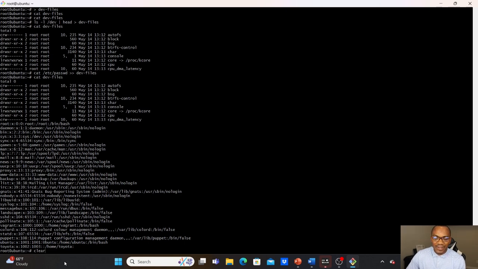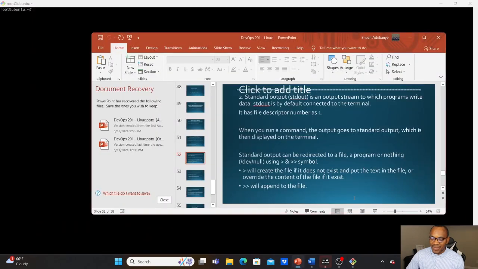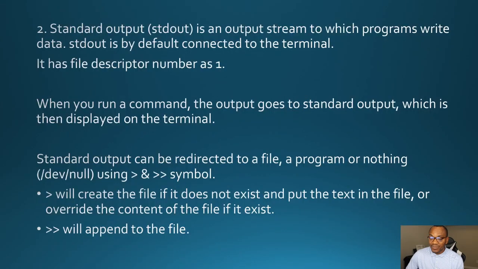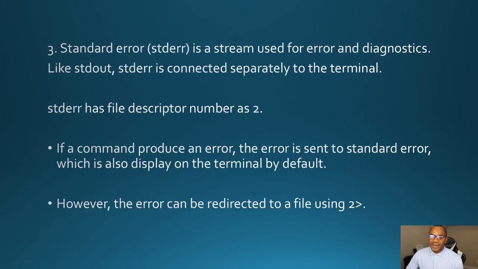About standard output, let's go to standard error now. Standard error, which is abbreviated as STDERR, is a stream used for errors and diagnostics. Like STDOUT, STDERR is connected separately to the terminal. STDERR has a file descriptor number of 2, and if a command produces an error, the error is sent to standard error, which is by default displayed on the terminal.